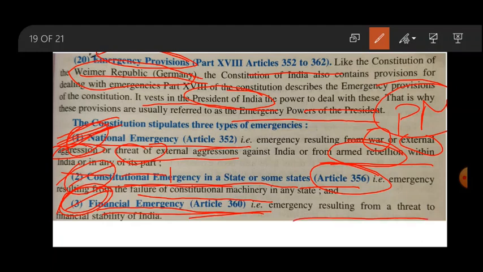Emergency resulting from a threat to the financial stability of our country, India. So we don't know what the consequences will be, what the outcome will be once this financial emergency is declared. As a citizen of this country, I think we should protect and work towards achieving a greater economy rather than bringing down our economy, creating situations where a recession takes place. It should not be like that.